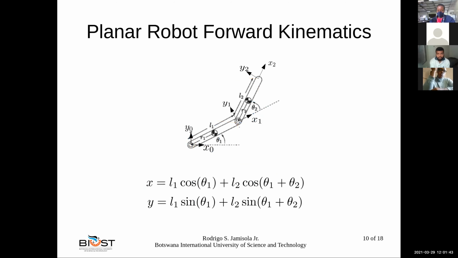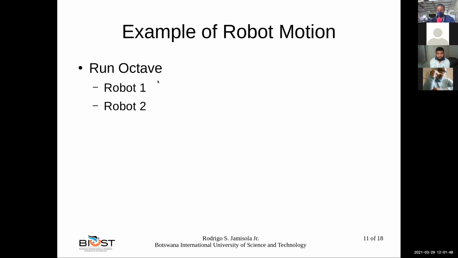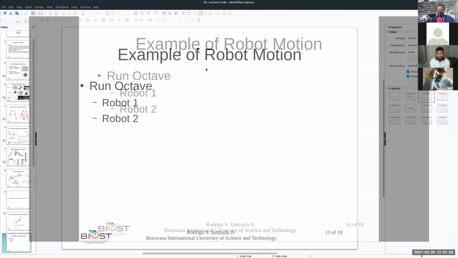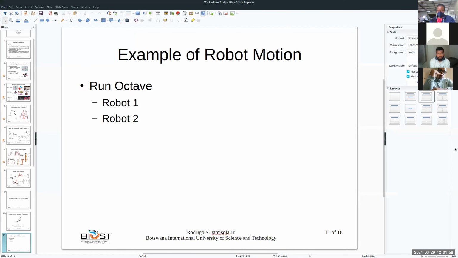So now let's continue. Let's have an octave. This is where your lab exercise number 1 is. You should be ready to answer this lab exercise number 1, only forward kinematics. Let's run the octave. Where's my octave? Okay, so let's run the octave example of robot 1.